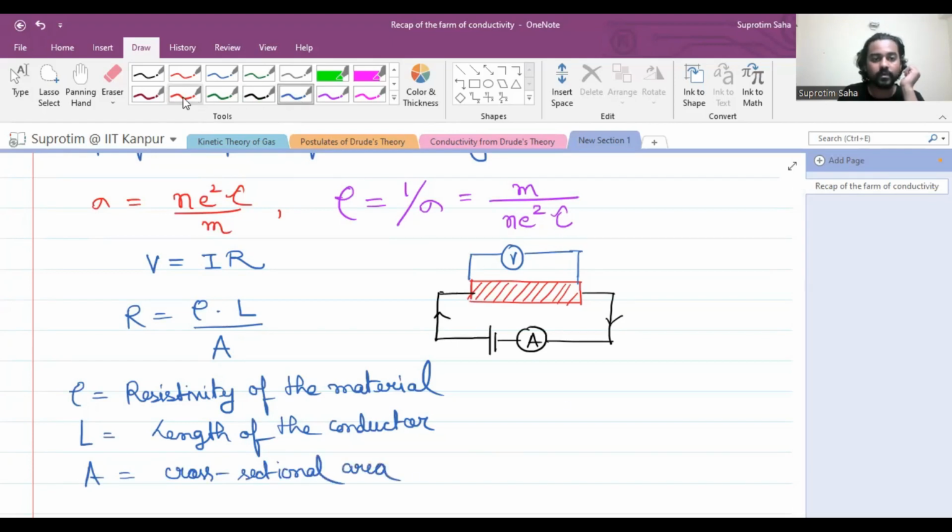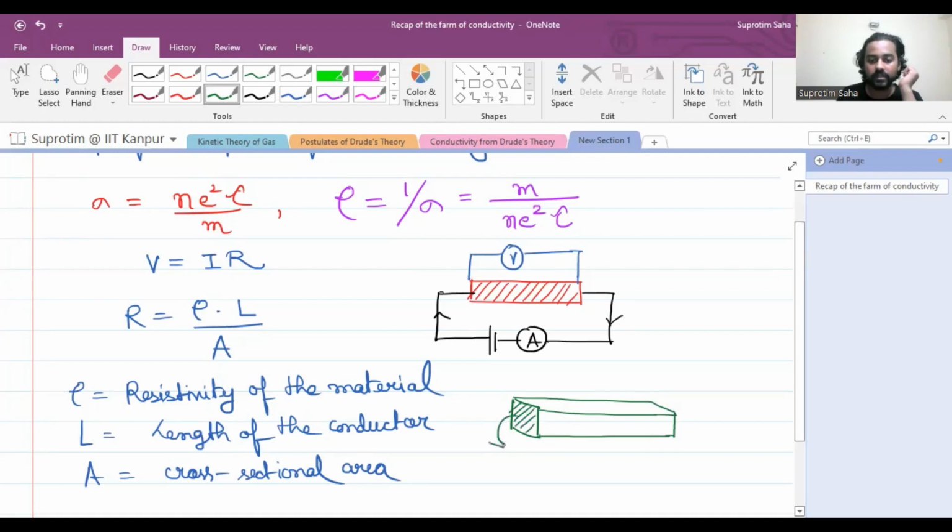So our sample is like this. This is your A. This is the length of the sample.